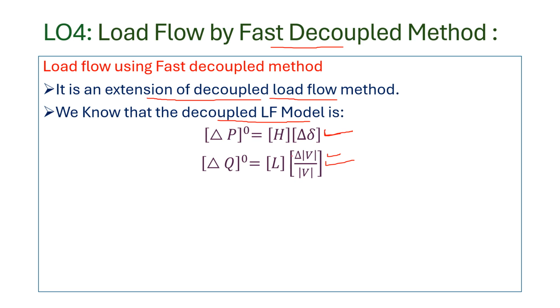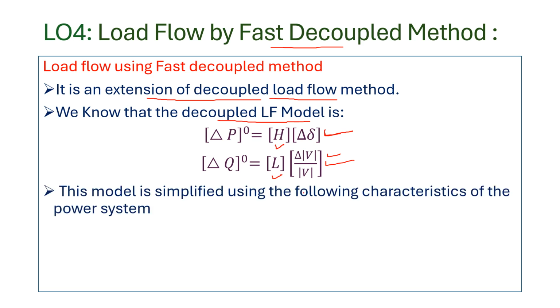So what is the motive here? The H submatrix and the L submatrix are tried to be simplified. What is the first assumption used here? The first is omitting the series resistance. We know that the transmission line will have a resistance, R, but this is assumed 0, so that the impedance will have only reactance.